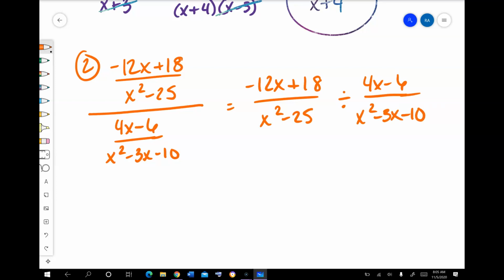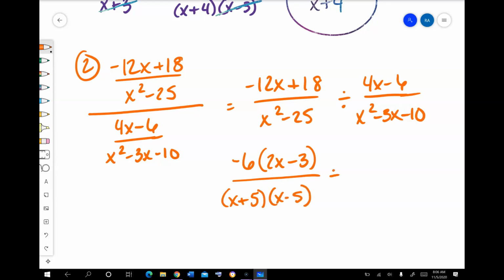All right, so we need to factor everything. This is a GCF factor. What do 12 and 18 have in common? Well, they have a 6 in common. Anytime there's a negative out front, I pull that negative out. So I'm going to pull out a negative 6, and when you pull out a negative, it changes the signs. So this is going to be 2x − 3 all over x² − 25. That's a perfect square, so (x + 5)(x − 5), divided by 4 and 6, which have a 2 in common, which would be 2x − 3.